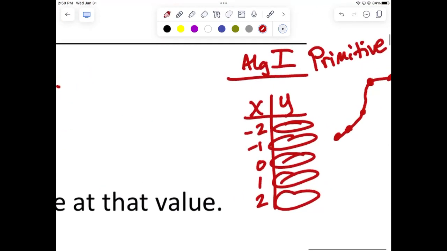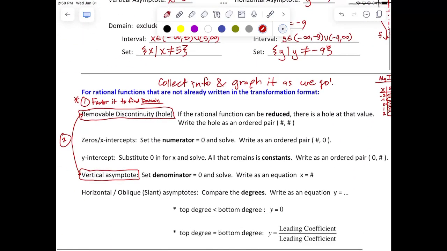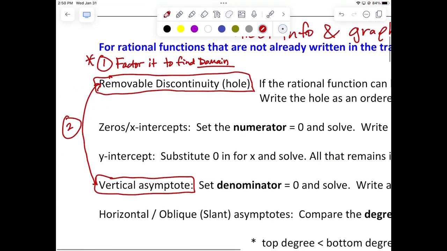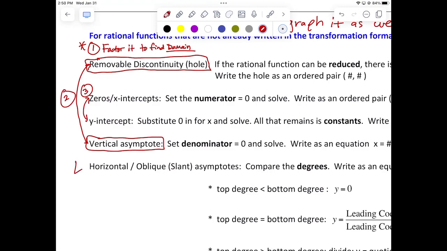I don't want to pick random points, but I do want to pick 2 points that are very, very important. So these two right here are the next thing that I want to do. I want to find the x-intercepts, and I want to find the y-intercepts. Okay, that's the next thing that I do. Once I do that, the last thing that I do is I find my horizontal asymptotes, and I'm going to just briefly mention today a slant or an oblique asymptote. So we got our HAs and our SAs. That's the last thing we do.